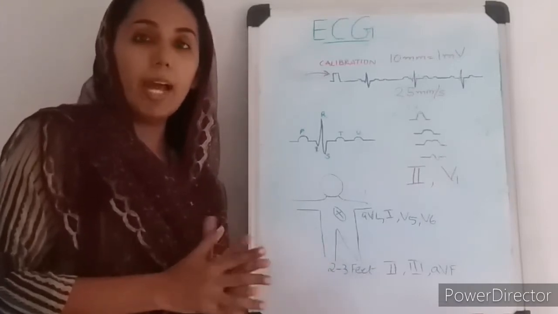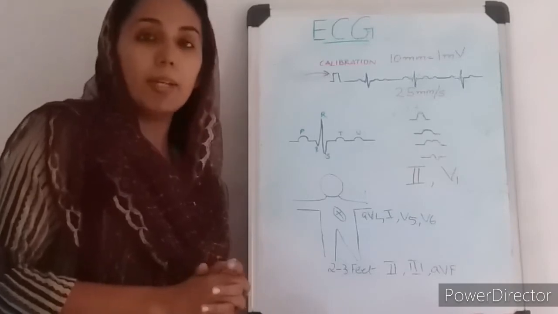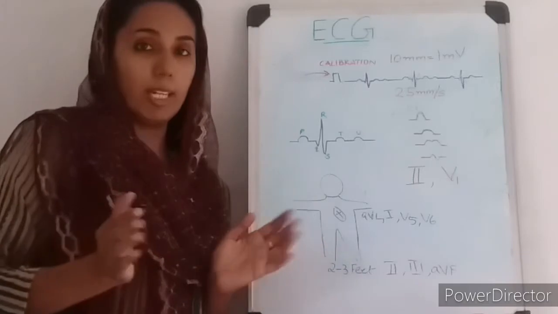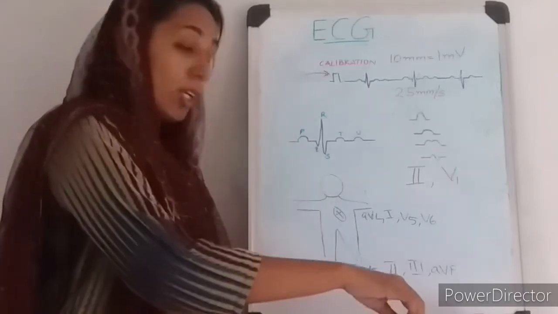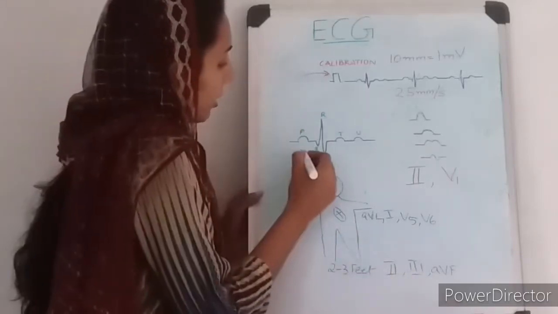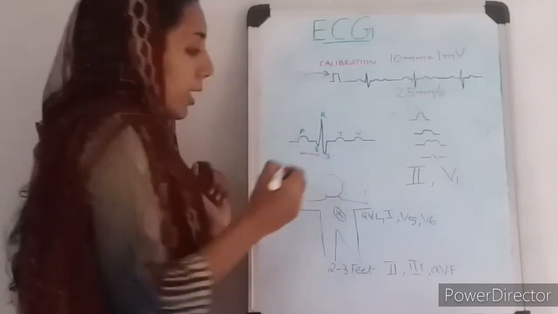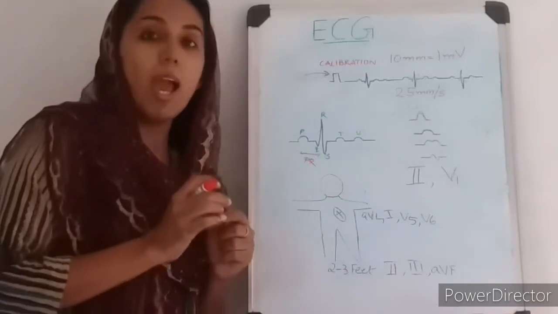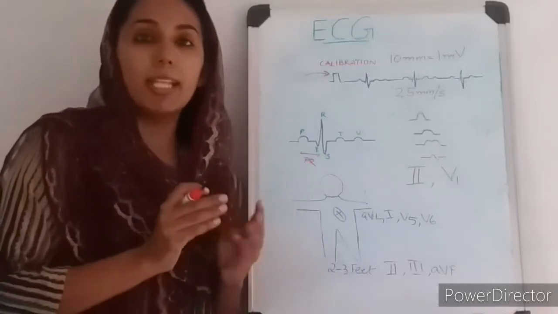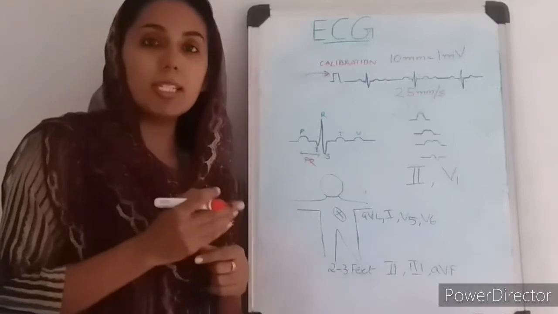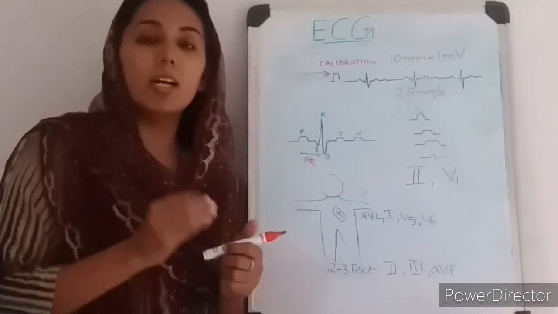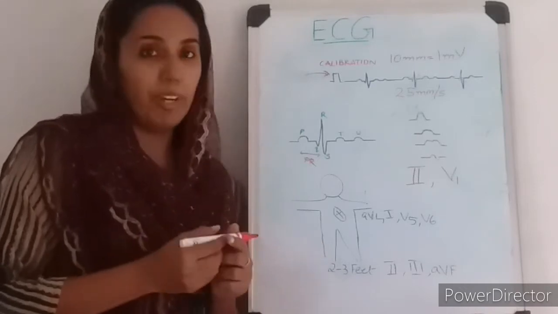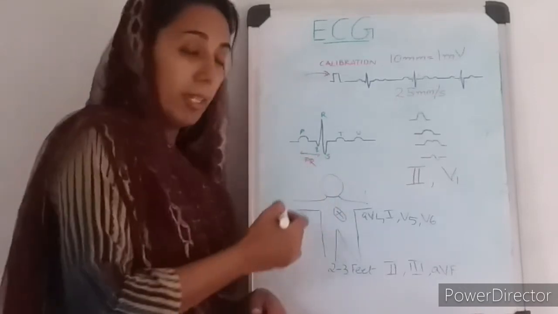We also have a few intervals. Interval will include I for I. Remember, interval will include both sides. So PR interval means it will include the P wave and also the PR segment. So this is the PR interval. That means it makes us understand the time taken for an impulse to start from the atria and reach the ventricles.